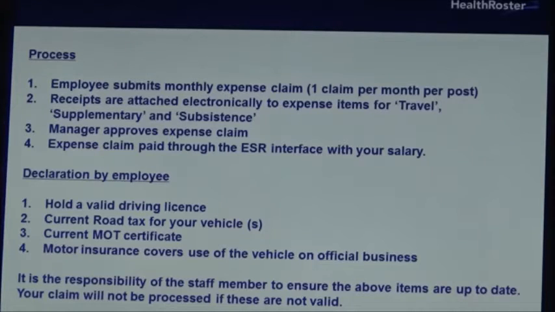A couple of declarations that shouldn't be too obvious. Hold a valid driving licence, current road tax for your vehicle, MOT and motor insurance. As per the information gathering email that has been sent out to yourselves, we've asked for these dates. So we load the initial dates of these certificates on, and then as and when these expire, pre-claim or during the year, it is the responsibility of a line manager or an administrator that they suggest to update these. Okay, so this will be a rolling process.